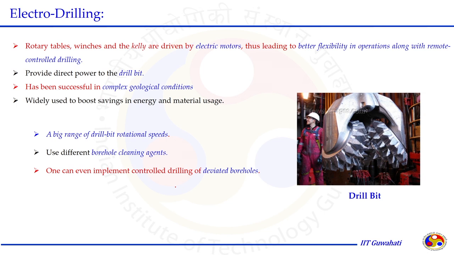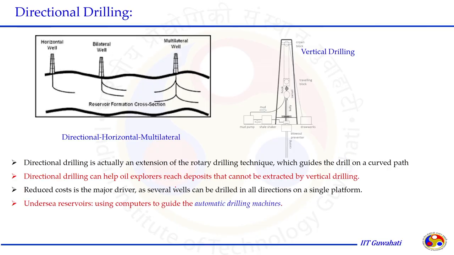Different borehole cleaning agents can be used in this process. One can even implement controlled drilling of deviated boreholes. It's not necessary that we do vertical drilling only, because in the previous cases, whether manual in the cable case or rotary, we were rotating the drill bit and going vertically. But with the inclusion of electric power we can drill in other directions also.